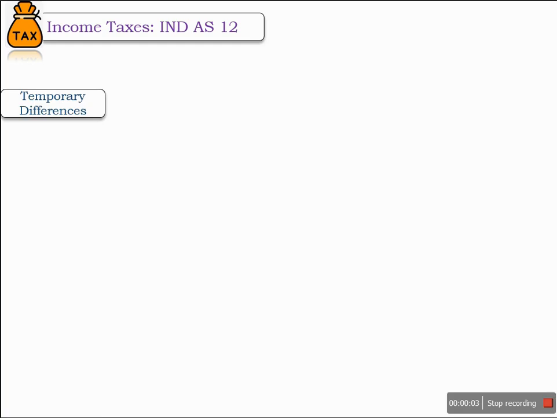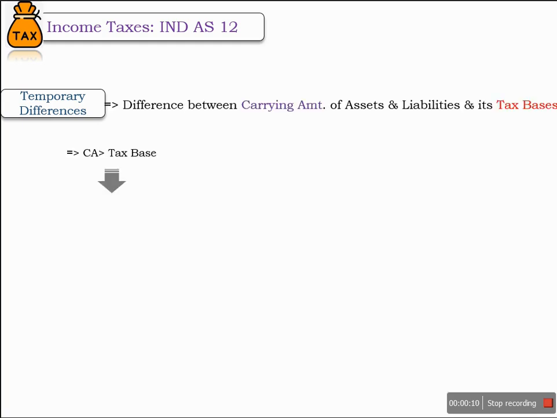Temporary differences are the differences between the carrying amount of assets and liabilities and its tax basis. In case where the carrying amount is greater than the tax base, it results in taxable temporary differences. For example, in case of the receipt of interest revenue in advance, we have booked it as a liability in our books of accounts, and it will be taxable at the time of actual receipt of the interest income. So it will result in deferred tax liability.